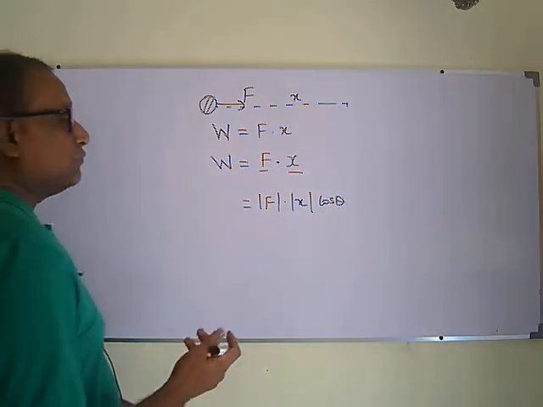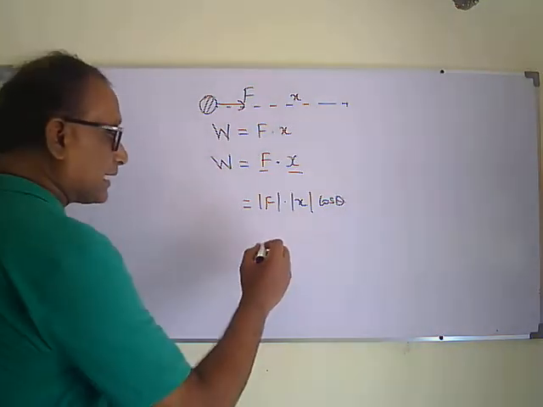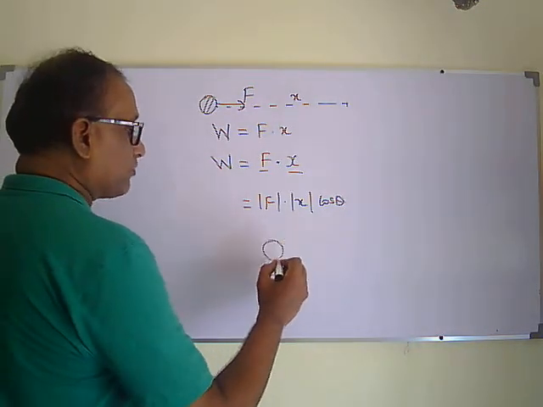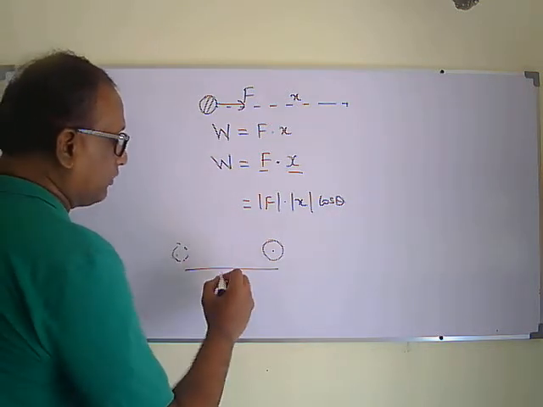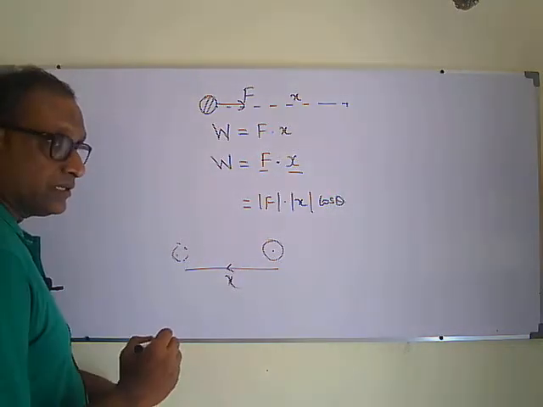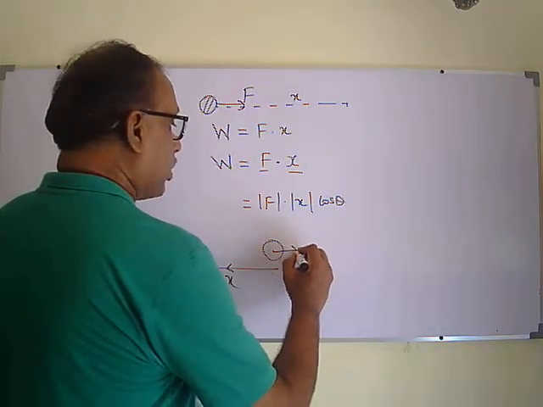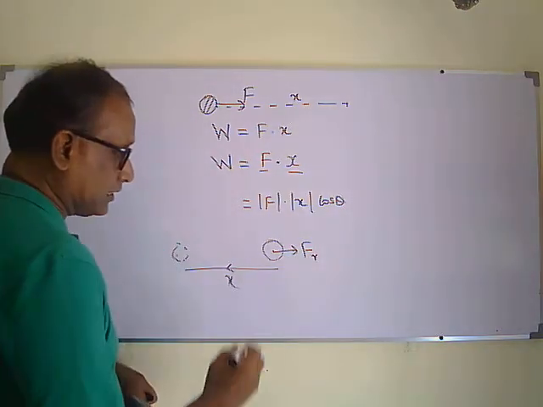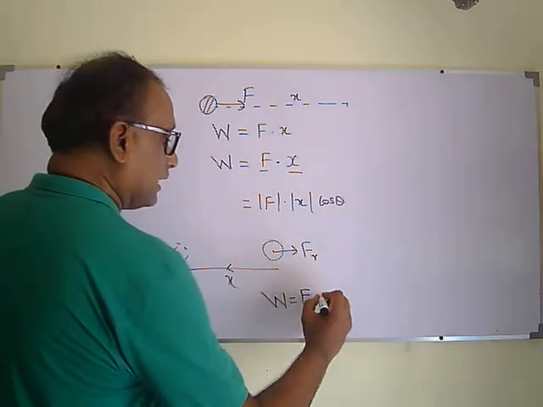When an object moves towards the left in a resistive medium, from this point to this point, the displacement is x towards the left, but it's experiencing a resistive force, which is opposite to the direction of motion. So here the work done will be Fr dot x.